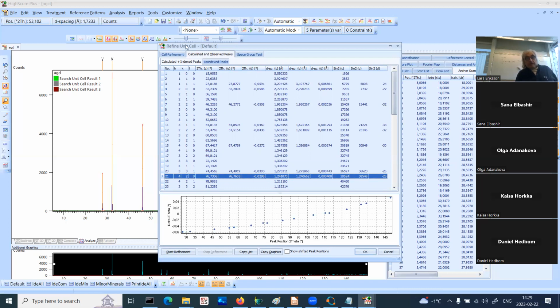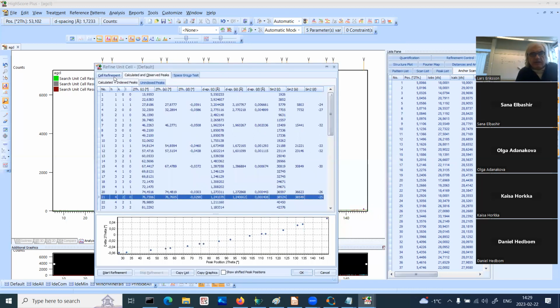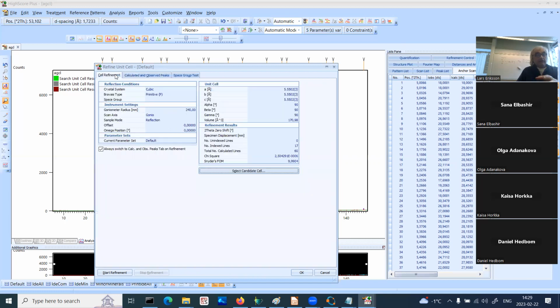Perhaps one can take that into account. In theory, it is not possible, but now we are in cell refinement, so we can have a look at that also later with another program, but we can stick to High Score for the moment. Going to cell refinement and Bravais type.